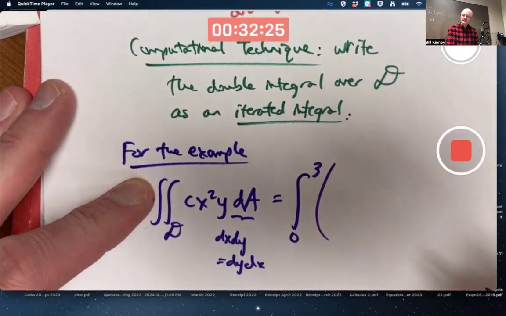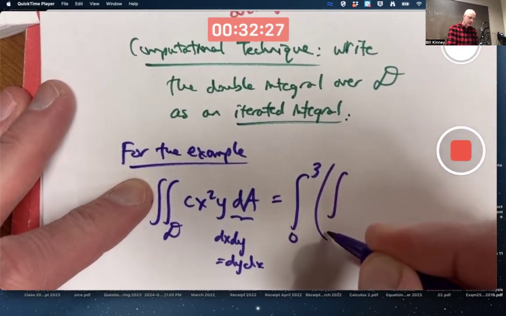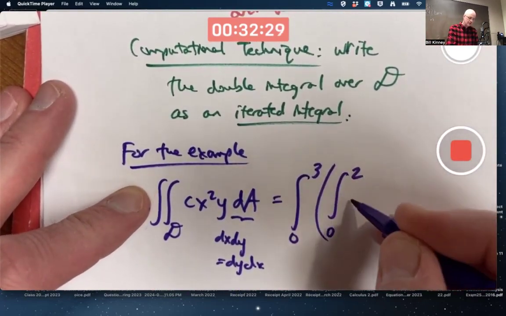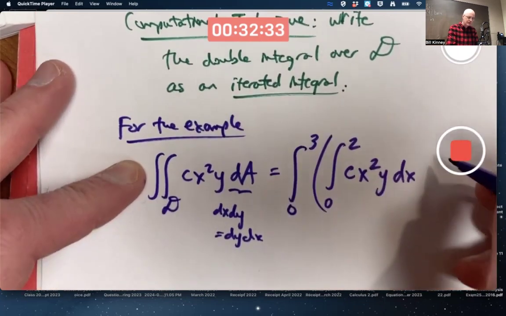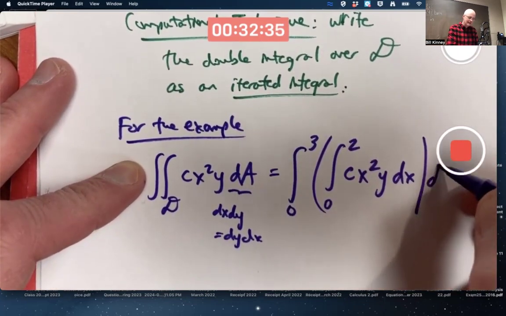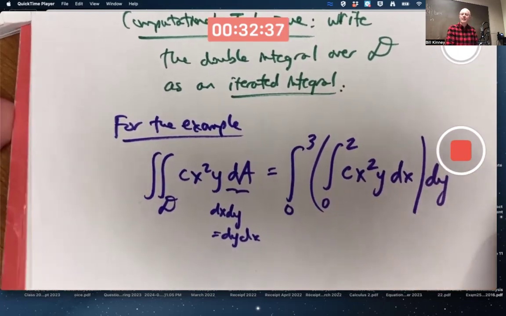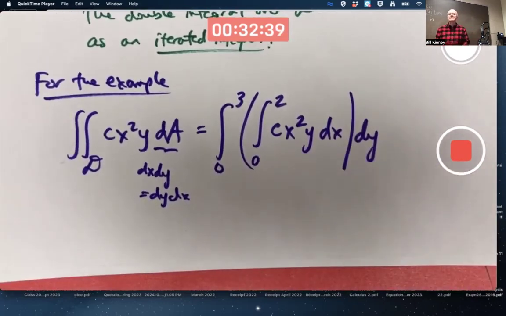Let me use parentheses here. The inner integral, x, goes from 0 to 2. The inner integral is done with respect to x. The outer integral is done with respect to y. I am writing parentheses, like you see here, to emphasize there's an inner integral and an outer integral.